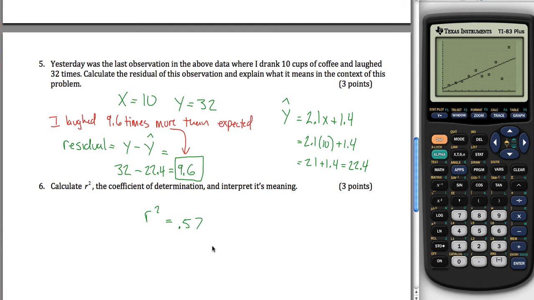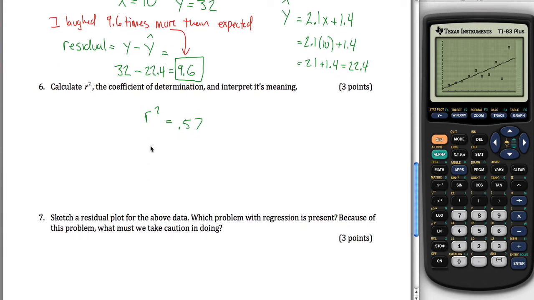All right, r squared, our coefficient of determination, we've already calculated that to be 0.57. Interpret its meaning. What that means is that 57% of the variance in y, so in this case the variance in laughs, the amount of laughs watching The Daily Show, 57% of that variance is due to how much coffee I drink.